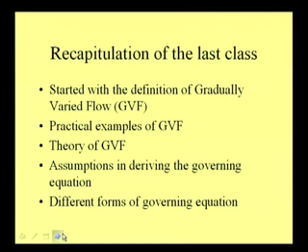Before that, let us recapitulate what we did in the last class. We started with the definition of gradually varied flow, and then we gave some practical examples where this gradually varied flow can occur. Like in a river, if we give a barrier, then on the upstream of the barrier we can get gradually varied flow, or suppose in a river or in a canal, if we put a sluice gate, then just on the downstream of the sluice gate we can get another type of gradually varied flow.